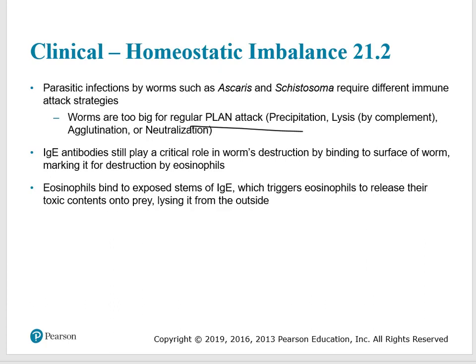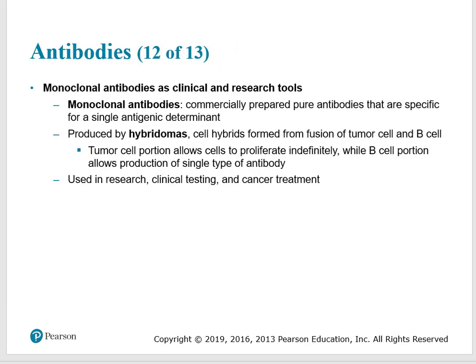Now, when you have antigens that are too large to precipitate, lyse, agglutinate, or neutralize, what happens is the IgE gets triggered. IgE basically starts to destroy the surface of the worm, and it causes lysing from outside to inside of the worm's cell membrane or the skin of it.